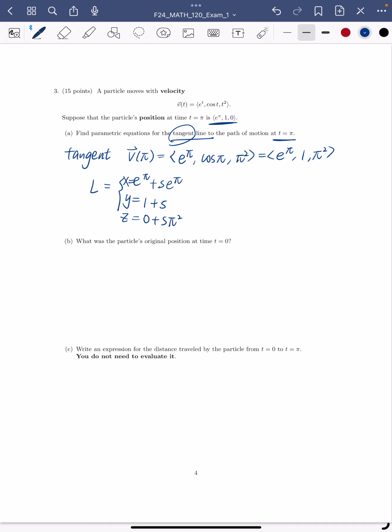Oh, I guess I did something wrong here, because sine pi is minus 1 instead of 1. That's 1 minus s here. Okay, good. Whereas s ranges through the whole real line.